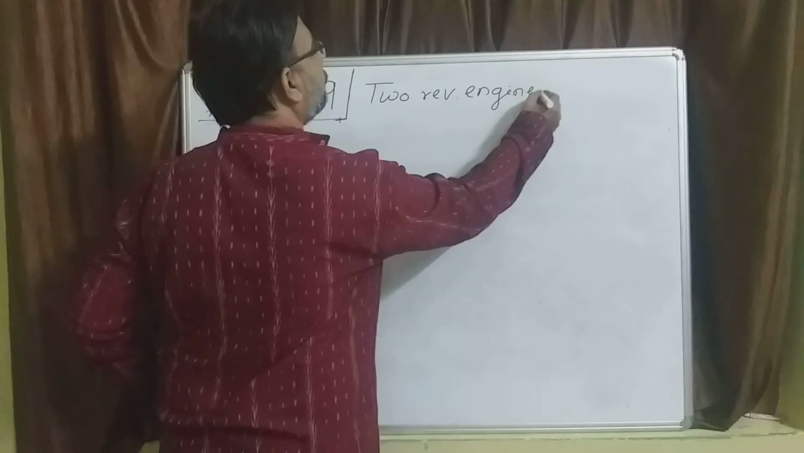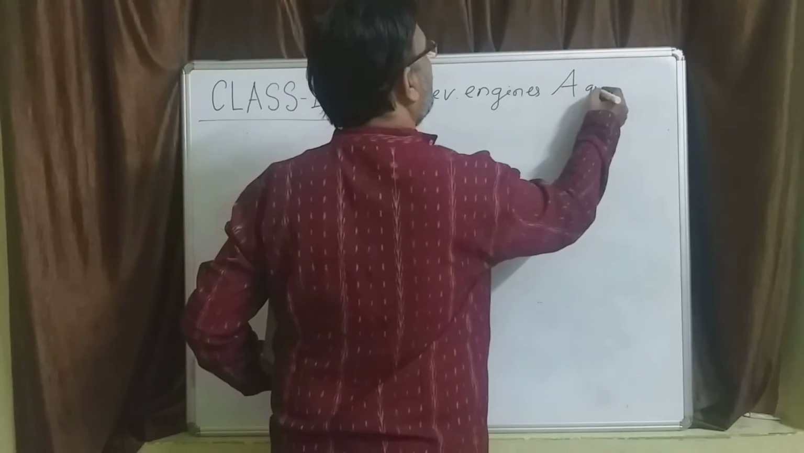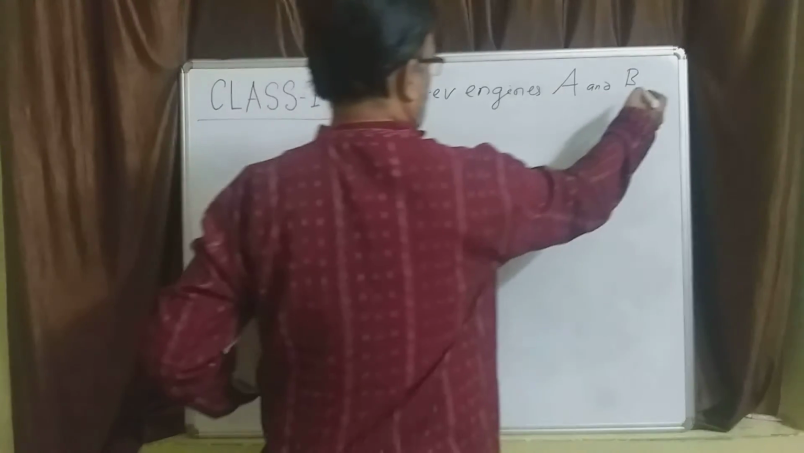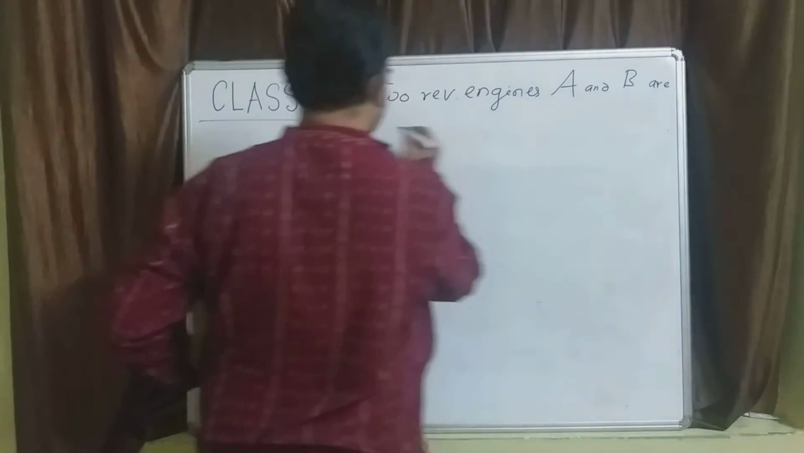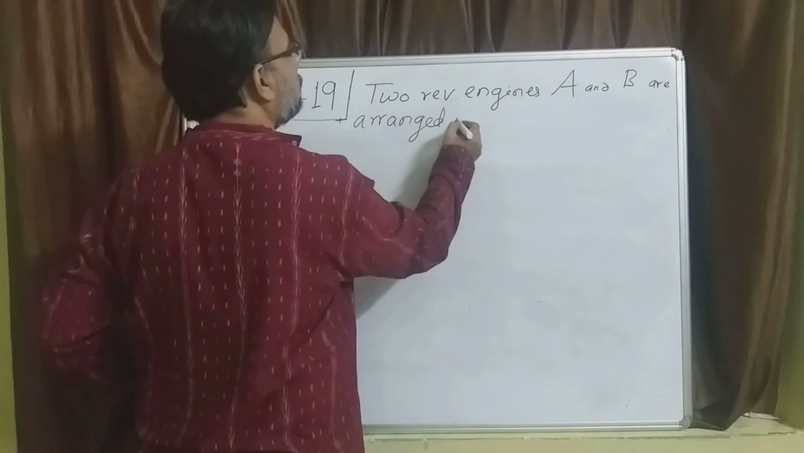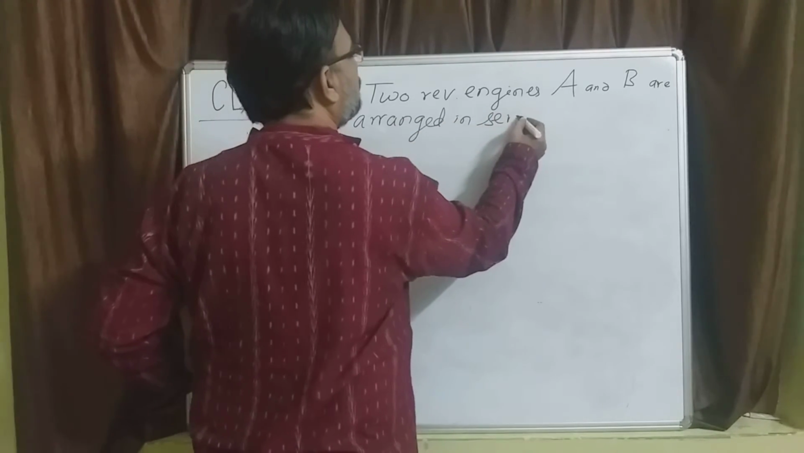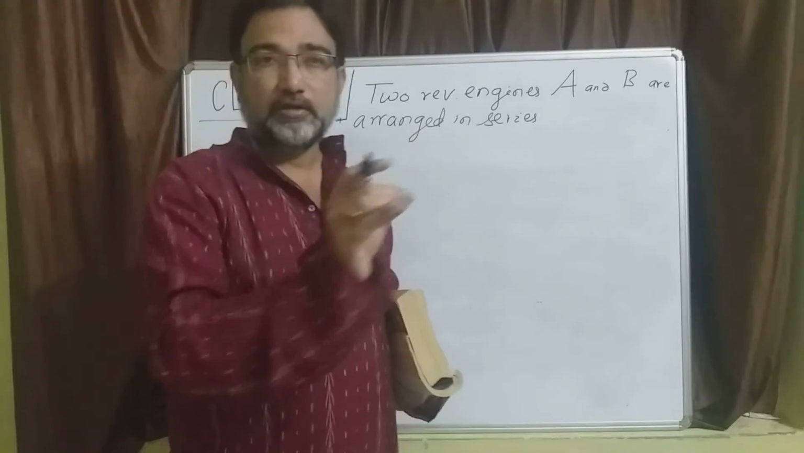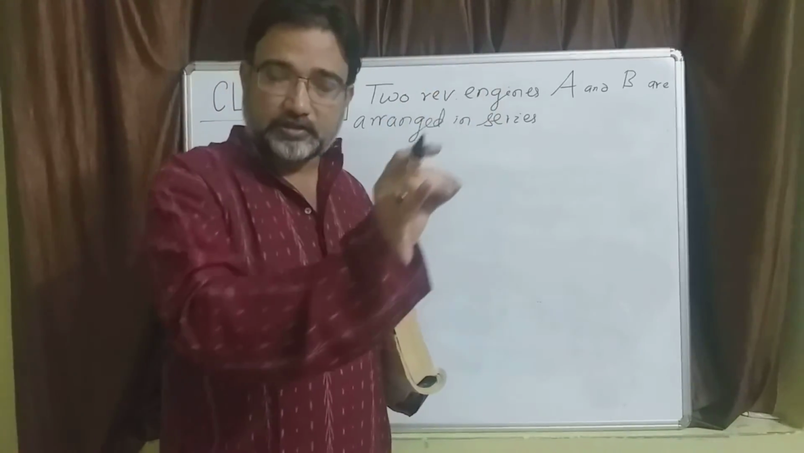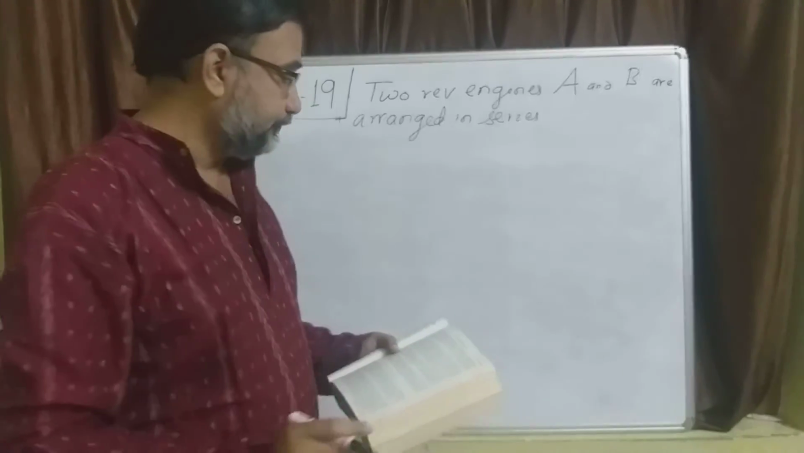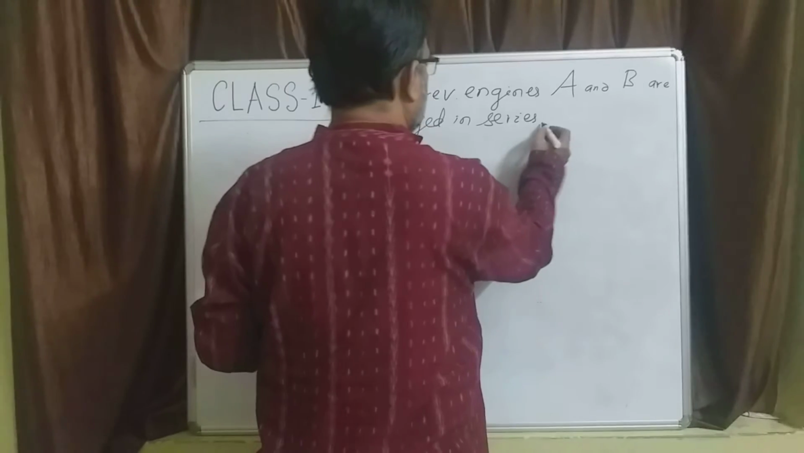Two reversible engines, A and B, are arranged in series. Arranged in series. That means the exit of one is the entry to the other, like that. A rejecting heat directly to B.